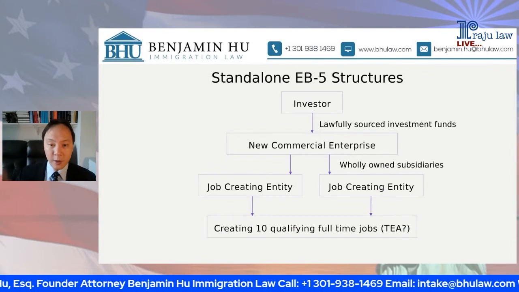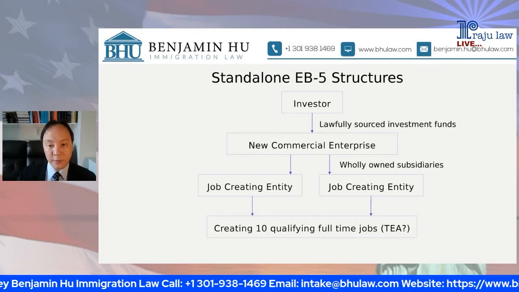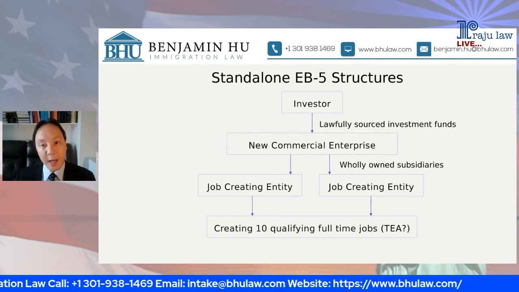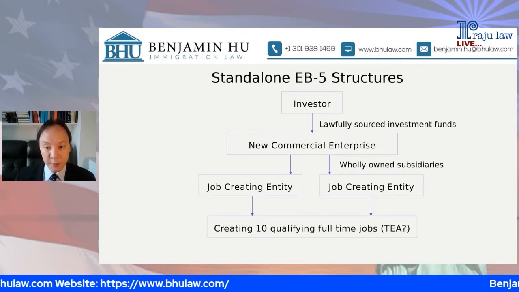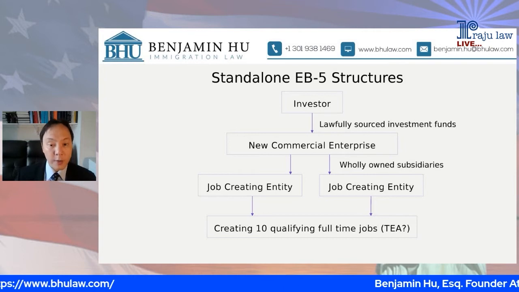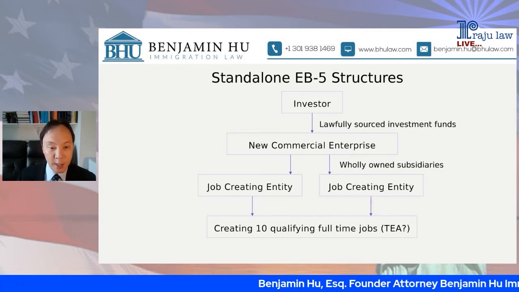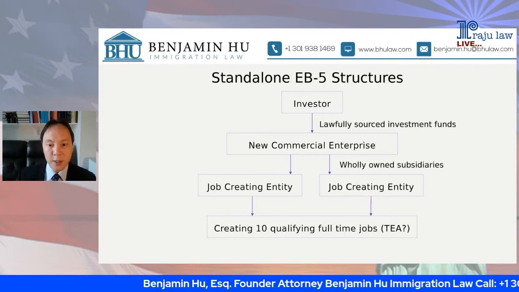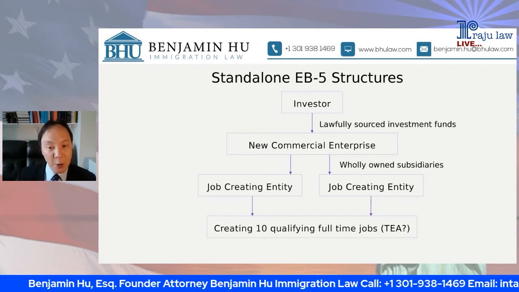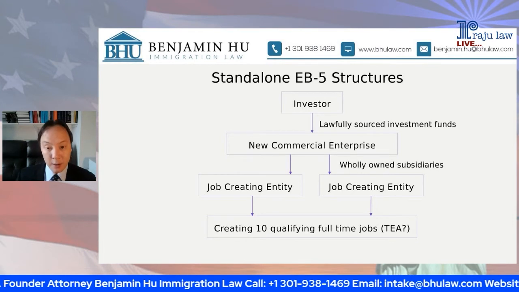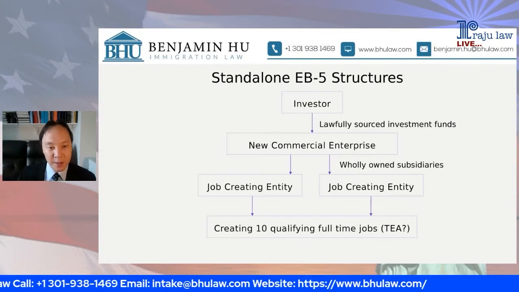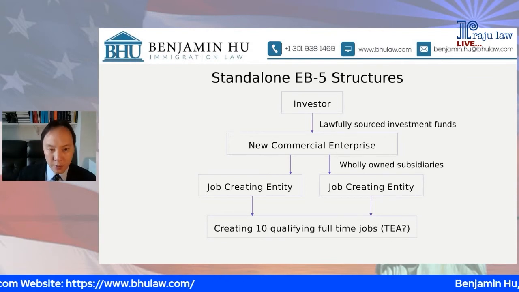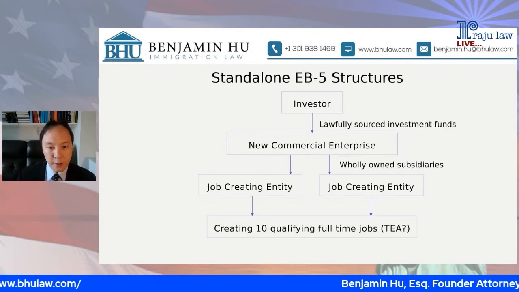So the structure, we have here the investor at the top. They must make lawfully sourced investment funds into the new commercial enterprise. And the new commercial enterprise then can itself create 10 full-time jobs, if that's what's preferred, or they can give the money to job-creating entities, which are separate entities. One very important limitation, the JCEs must be 100% wholly owned subsidiaries of the NCE. So if you do give it to company A, which gives it to company B, B must be 100% owned by company A. It cannot be part owned by other companies or other investors. So that's just one important thing to keep in mind.